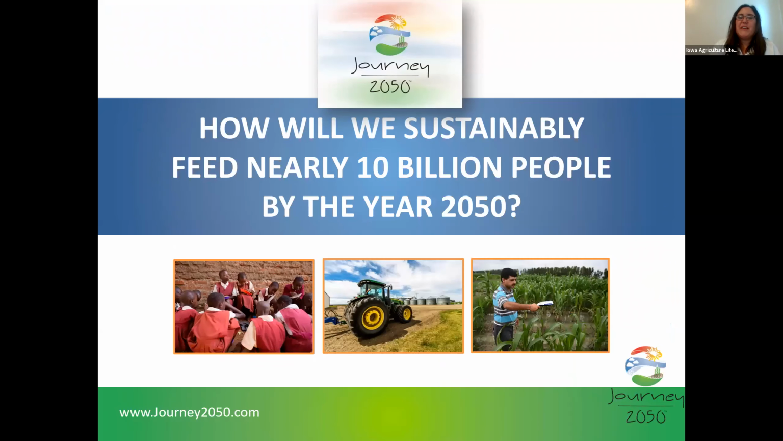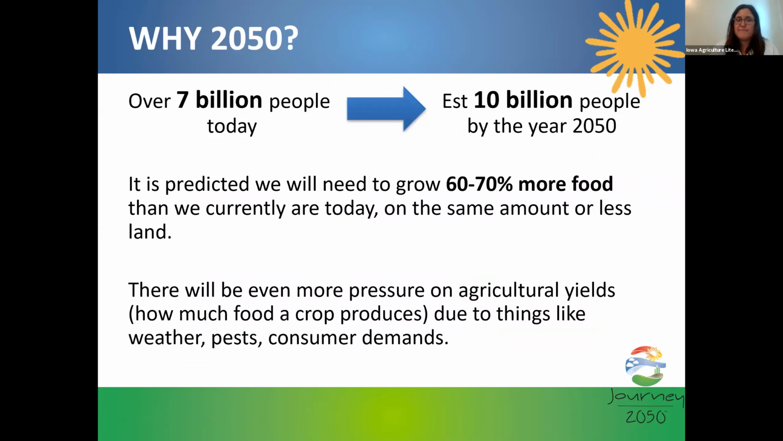So Journey 2050 focuses on this question: how will we sustainably feed nearly 10 billion people by the year 2050? So why 2050? Currently, there's about 7 billion people on Earth today, and it's estimated that by the year 2050, that will increase to about 10 billion. And that's a substantial increase. And it's predicted that we'll need to grow 60 to 70% more food than we currently are today, but utilizing the same amount or less land and other natural resources. And this will cause increased pressure on agricultural yields due to things like weather, pests, and consumer demands.